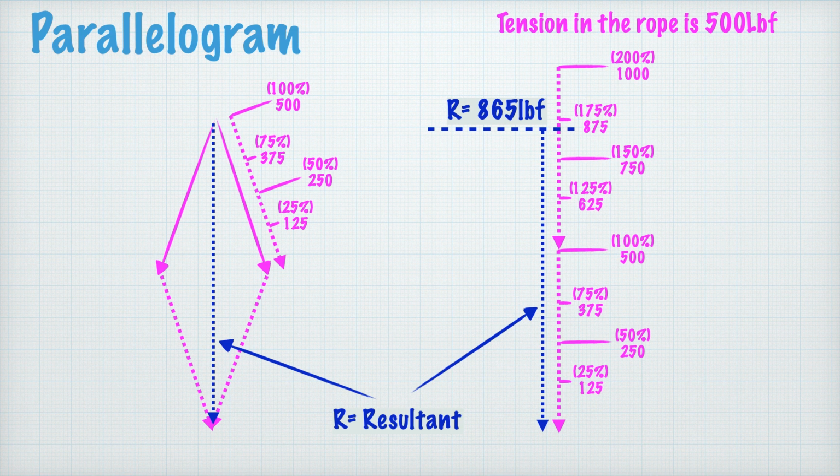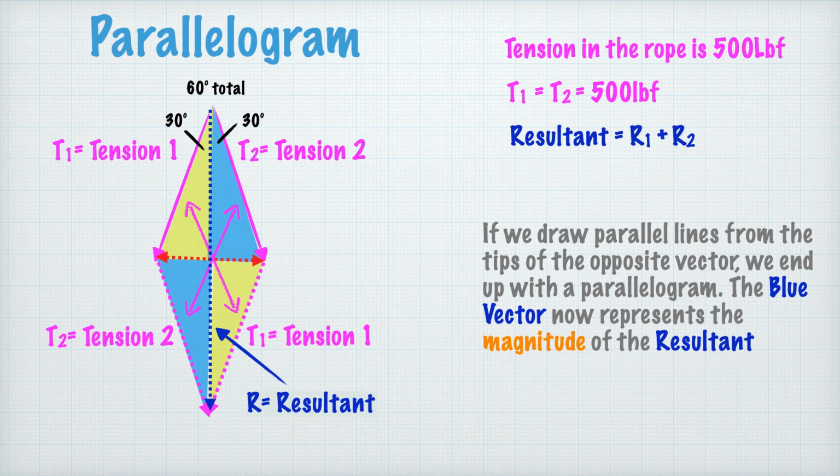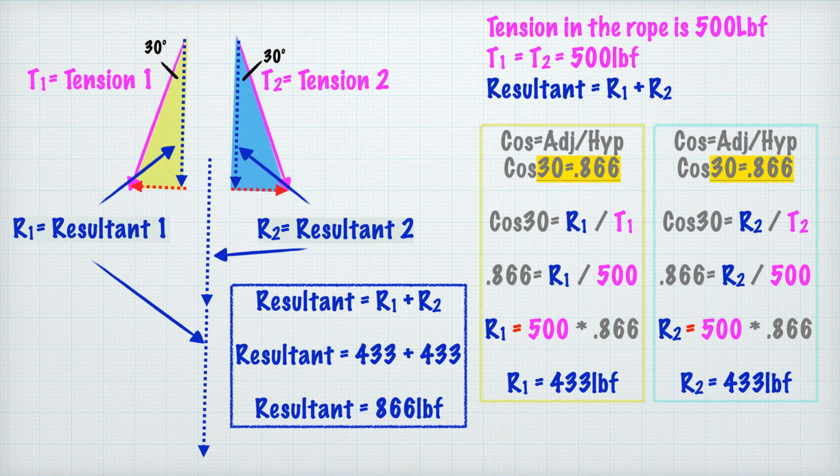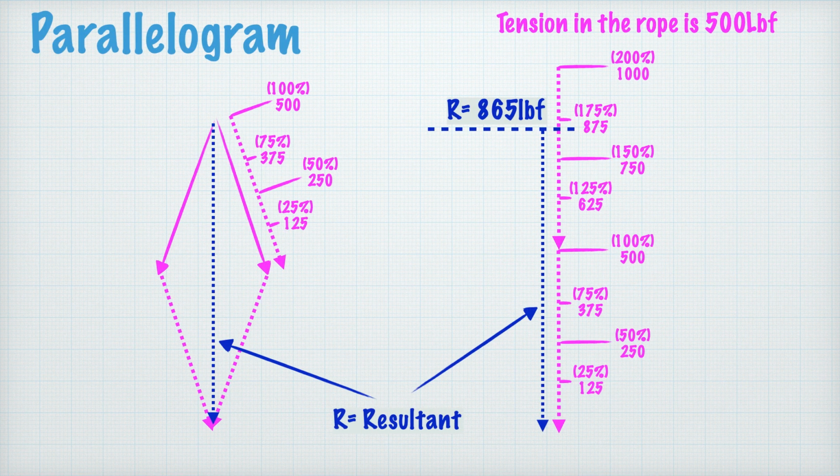And if we were to do our vector analysis, we can see that it is very close to 875. So in our mathematical analysis, I should say, we got 866 pounds of force. And if we look at our vector analysis, we're right in that 865, 866 range by comparing the length of our originating vector, our pink vector, with the resultant.